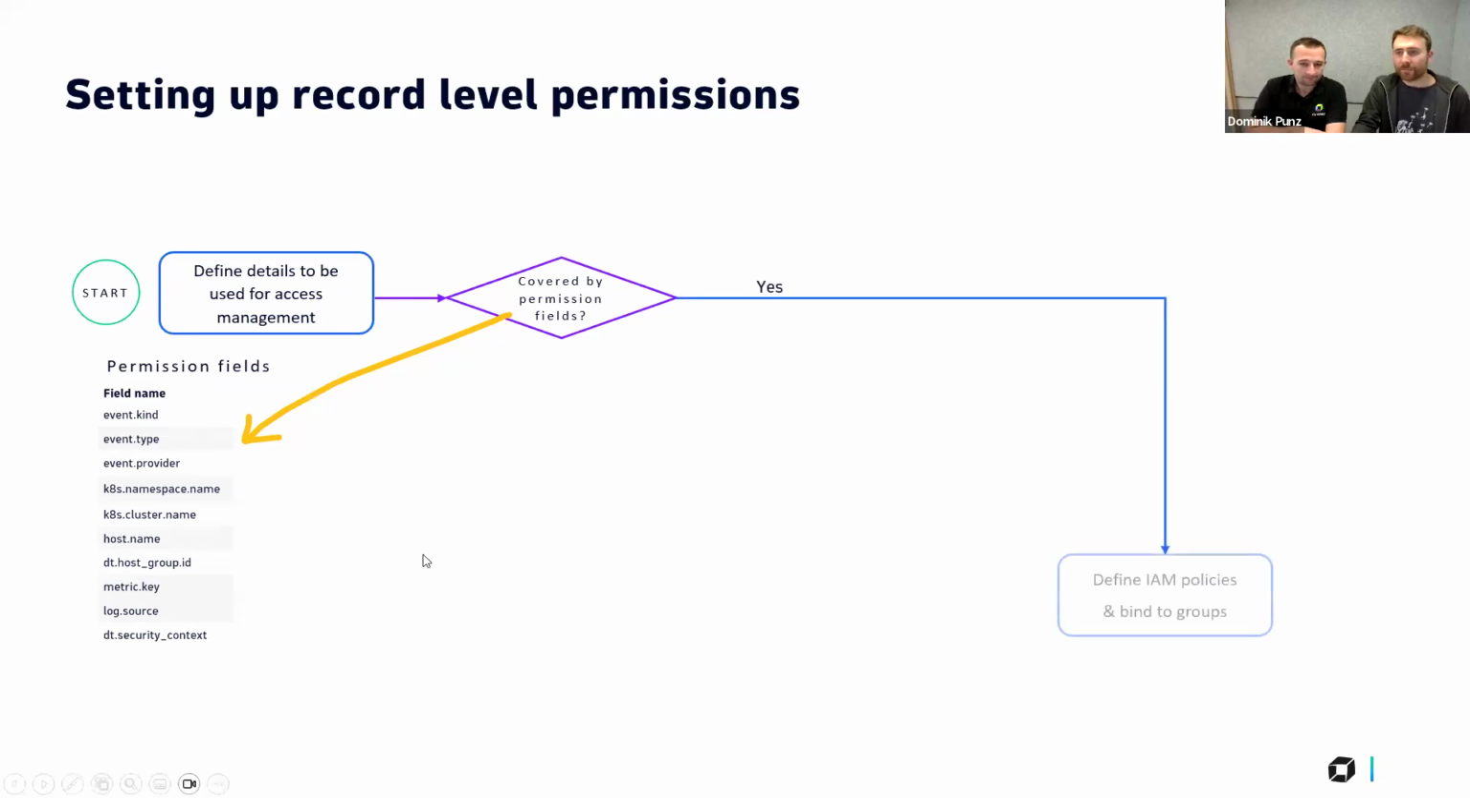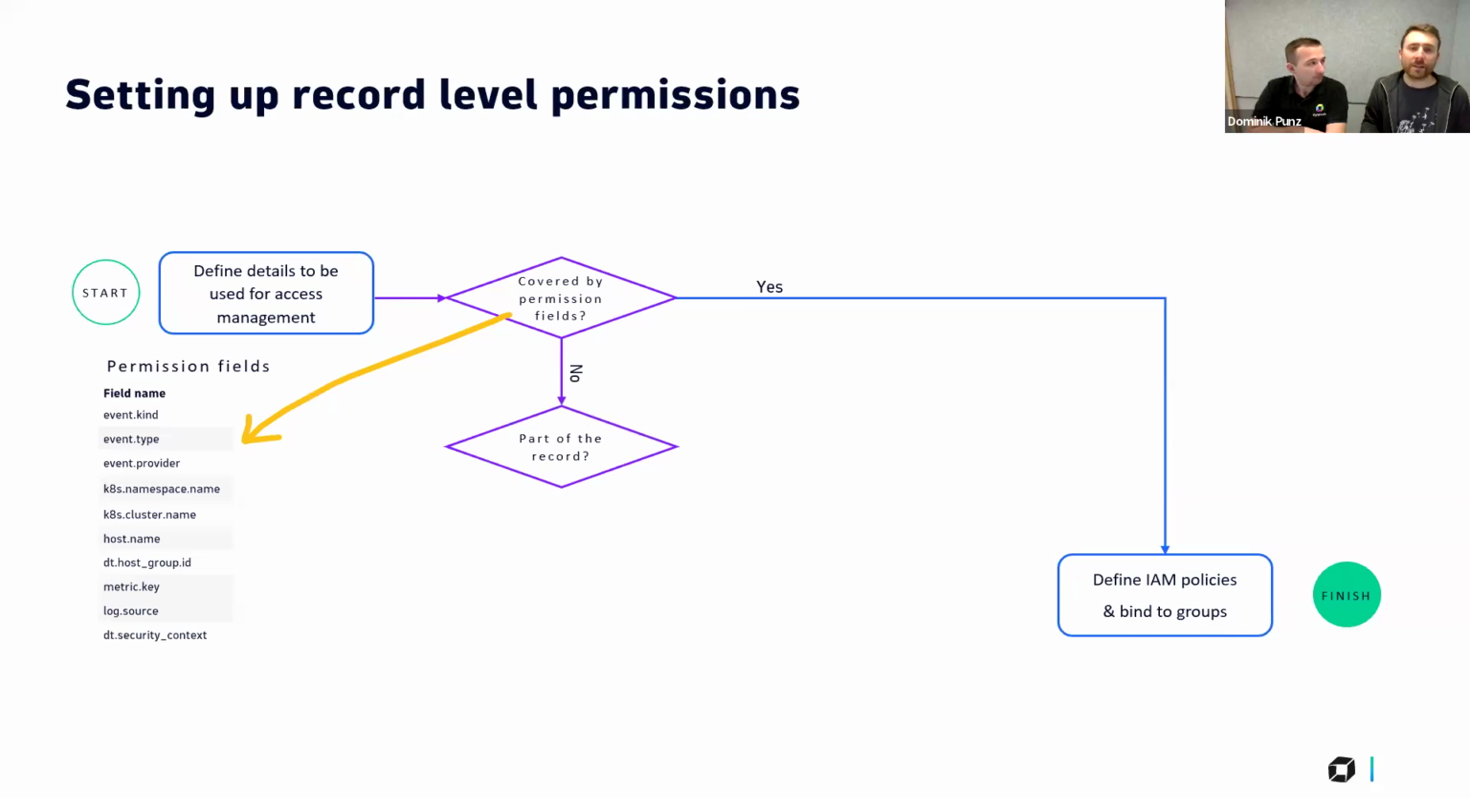If that's the case, then all that's left to do is define the policies and bind them to the groups. Right. But what if this is not the case? Then there is a good chance that this detail will still be part of the record. This could be in the content of your log, for example, or just another detail on there. For instance, I could parse out an application ID from a record and use this as a determinator in my security context. Exactly. And we will see this in the demo as well.